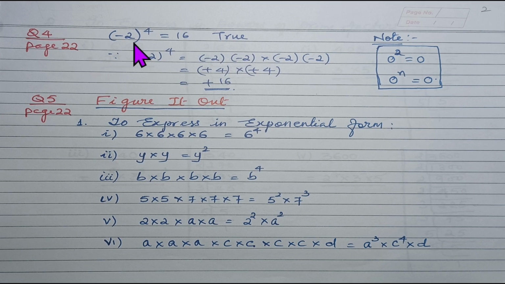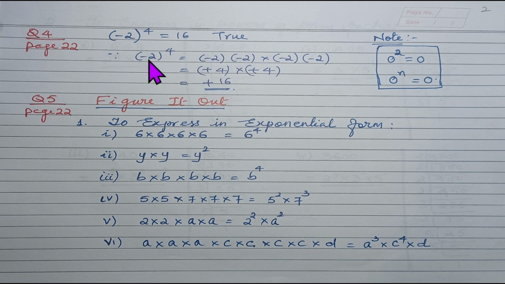Please remember that. Now the next one is minus 2 raised to 4. Example question number 4, page 22. Minus 2 raised to 4 is equal to 16. It is 100% true. Why? Because the power is even. When the minus sign is multiplied an even number of times, then it becomes plus, and 2 raised to 4 is 16. The multiplication of minus sign 4 times is 100% plus, and therefore it is plus 16.